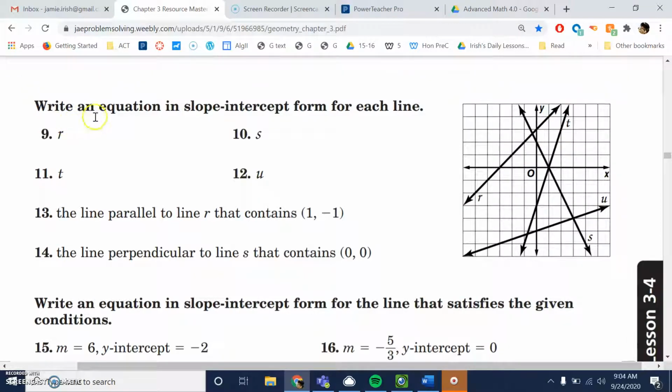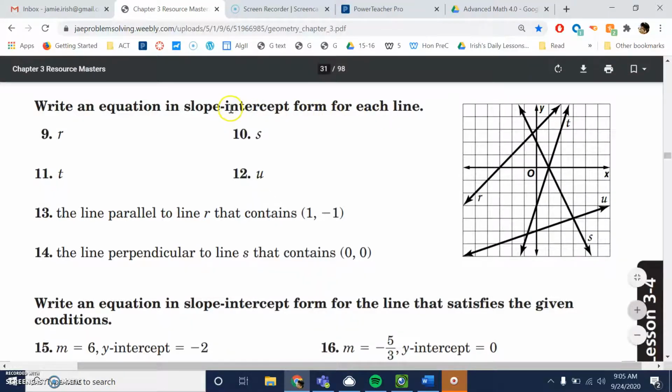So what do we have? Write an equation in slope-intercept form for each line. So slope-intercept form is y equals mx plus b. That's the first thing I know. So first we have to find the equation of r.